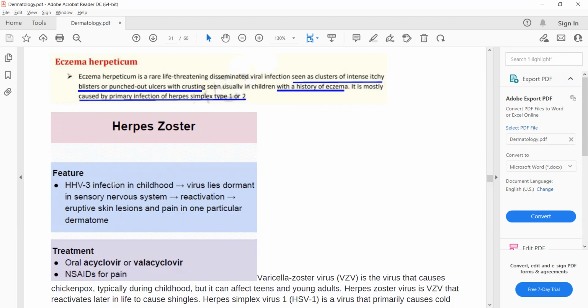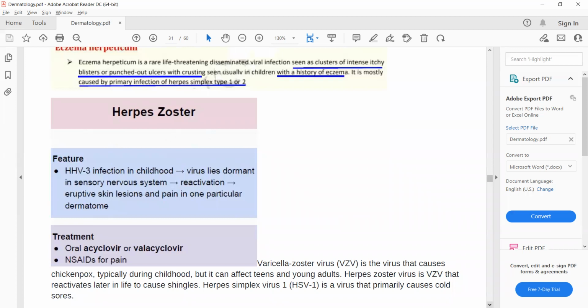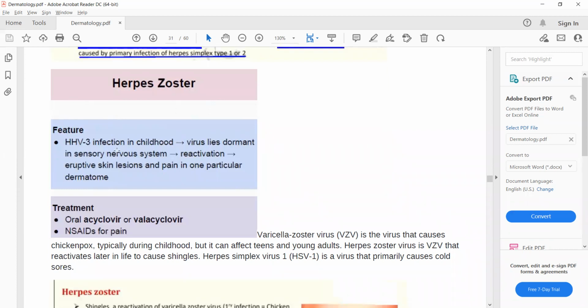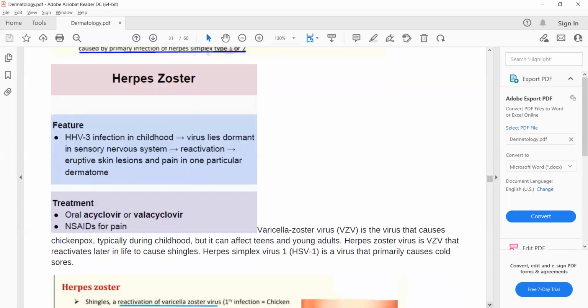So during childhood, a child will get infection with varicella zoster virus or human herpes virus 3. Then when the infection is resolved, this virus goes into the sensory ganglions and then sleeps there or lies dormant in the sensory nervous system for years. Then during the lifetime, it can be reactivated due to immunosuppression and result in the formation of herpes zoster. Herpes zoster basically is eruptive skin lesion and pain in one particular dermatome. So one area of the body will be involved.